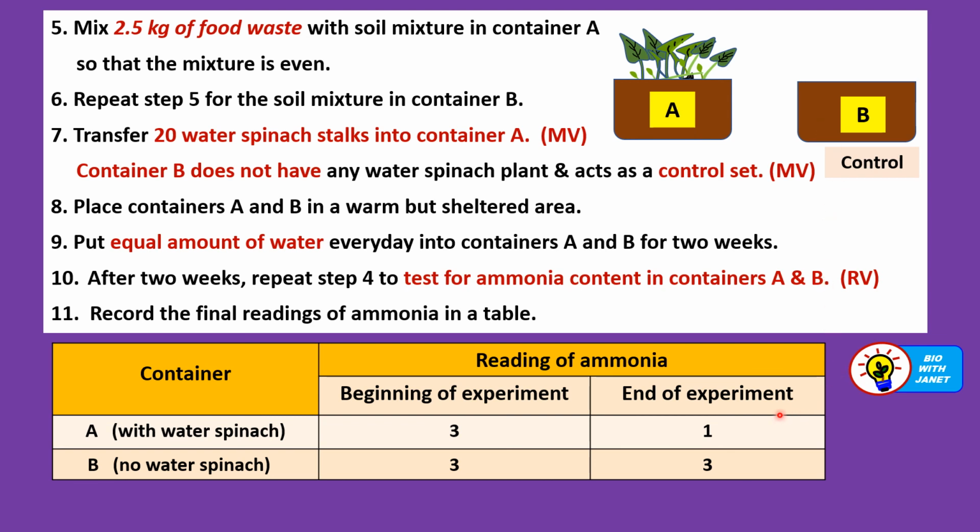So looking at the results, we find that in container A, at the start of the experiment, the reading of ammonia is 3. At the end, it's only 1. Whereas for container B, the reading of ammonia remains the same at the beginning and end of the experiment, and that is 3. So this shows us that in container A, the reading of ammonia has reduced from 3 to 1. And so this proves the effectiveness of the water spinach to absorb the ammonia from the soil.